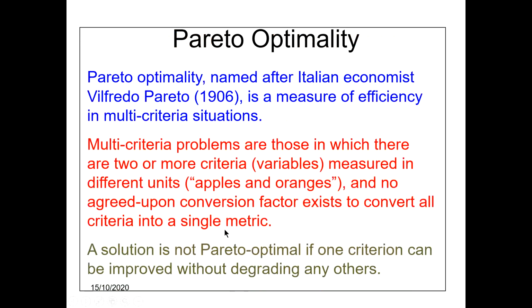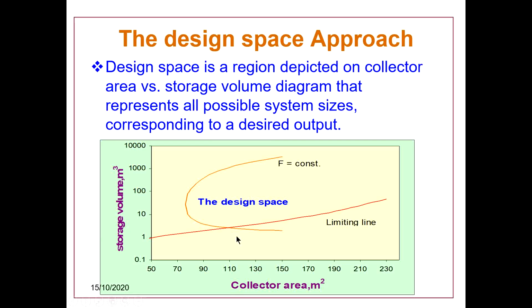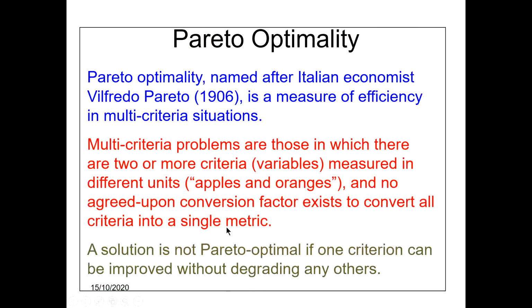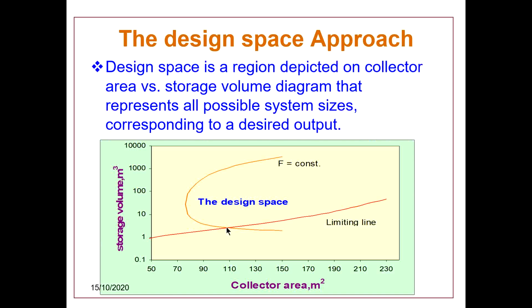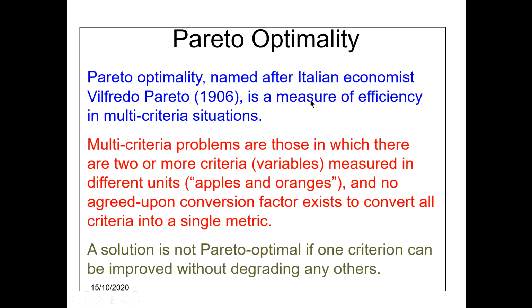So here we will discuss something called Pareto optimality. Pareto optimality is named after the Italian economist Vilfredo Pareto. It is a measure of efficiency in multi-criteria situations. Multi-criteria problems are those in which there are two or more criteria or variables measured in different units, like apples and oranges.